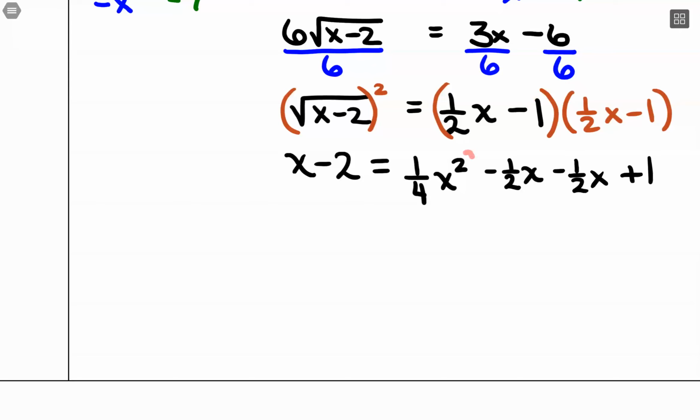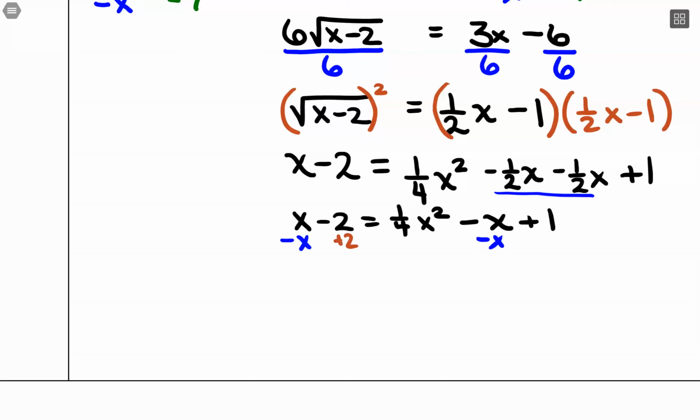Now what I'm getting here is something that's quadratic, so I'm going to need 0 on one side of the equation. And I'm going to go ahead and combine my like terms there first. So negative a half minus a half, that would be a negative 1. I'm going to go ahead and subtract x from both sides. I'm going to go ahead and add 2 to both sides. So then we have 0 on one side of the equation with this 1/4 x squared minus 2x plus 3.